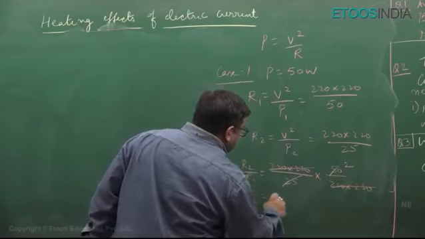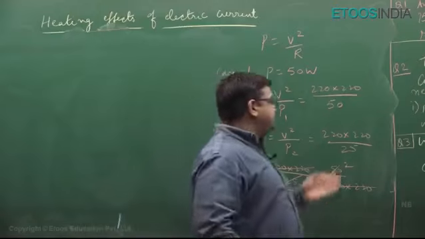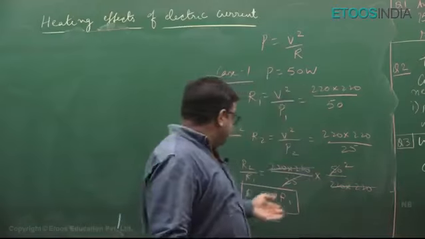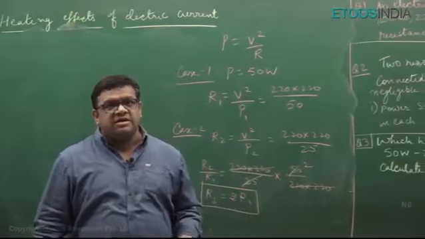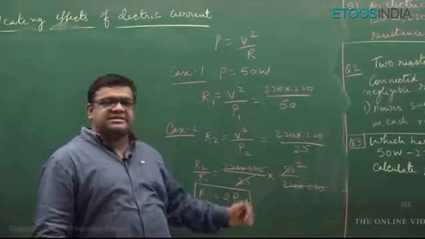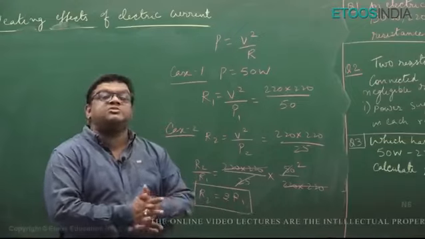So R2 is 2 times R1. Hence easily it can be seen that the resistance of the 25 watt lamp is more. Reason being, we have solved it as it is here only. Got it? So students, for today we will do this much only.